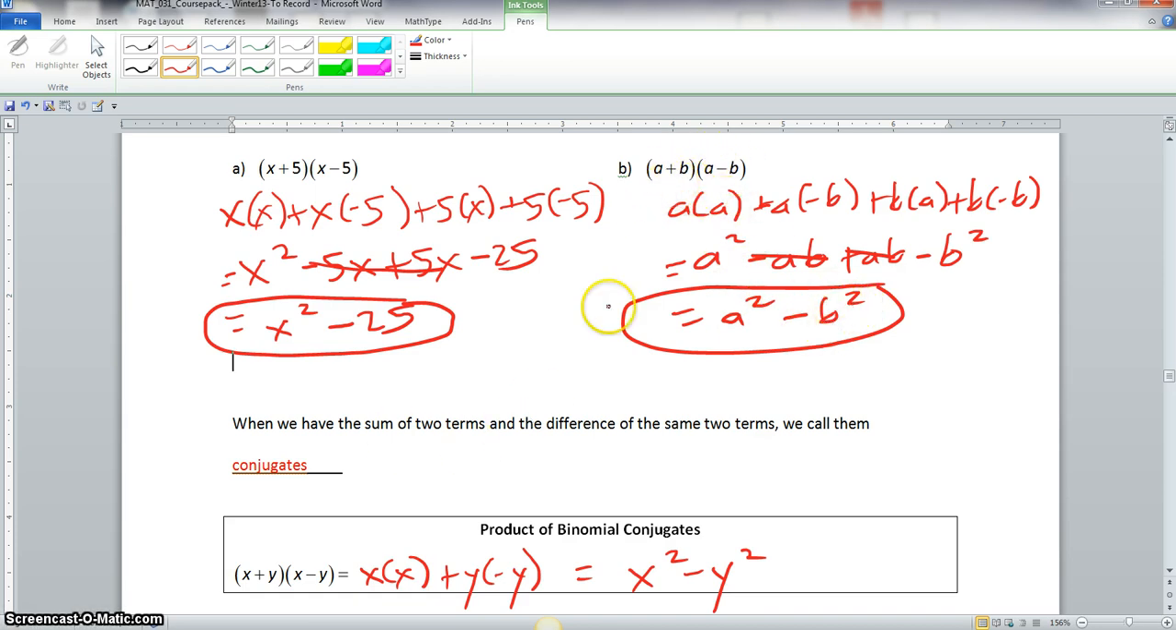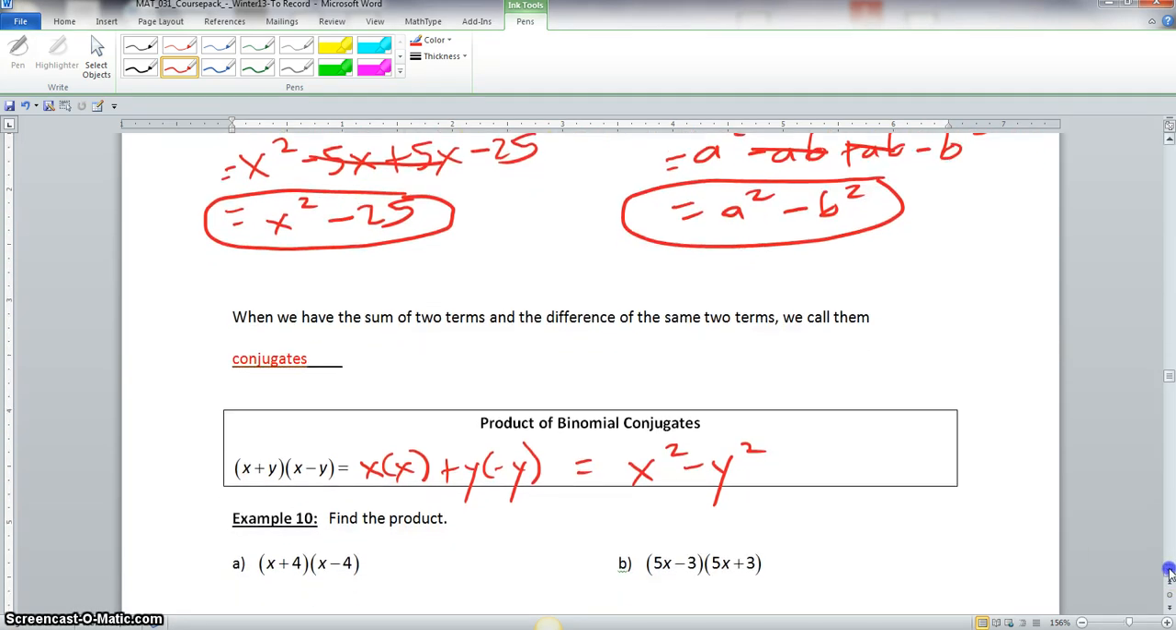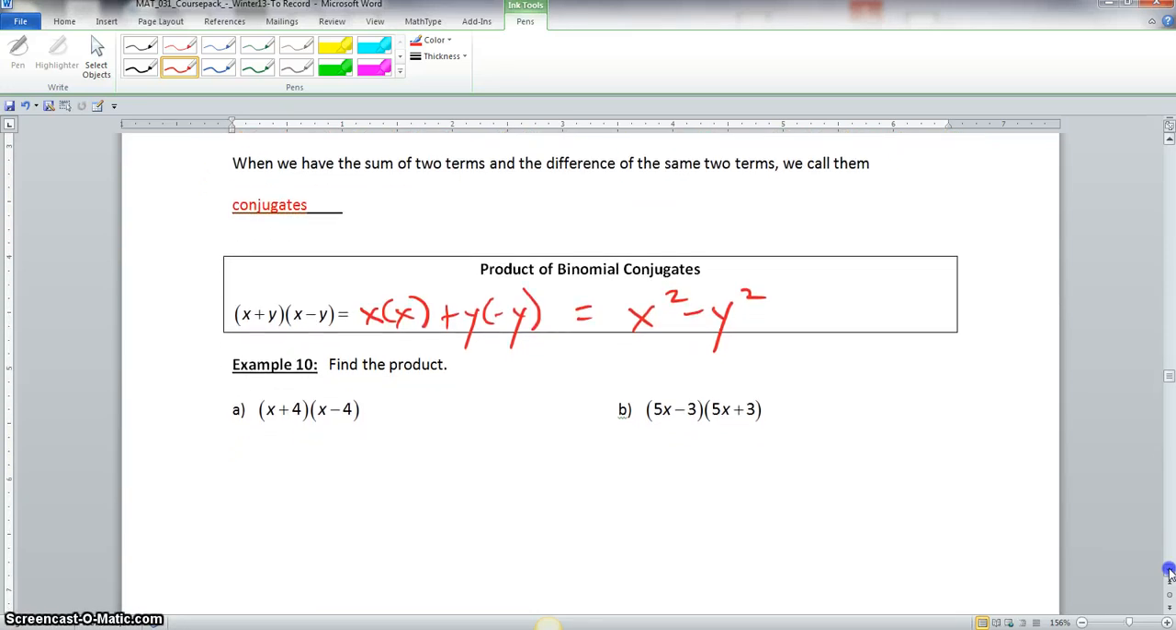But remember, you can only do this in problems like these. There are two terms in both parentheses, one is added and one is subtracted. That is the only way you could do this process. Now, if you forget this, you could always go back to the traditional way of doing it.